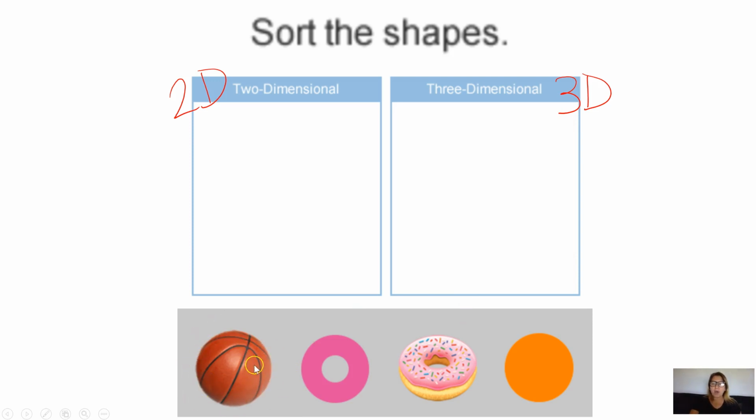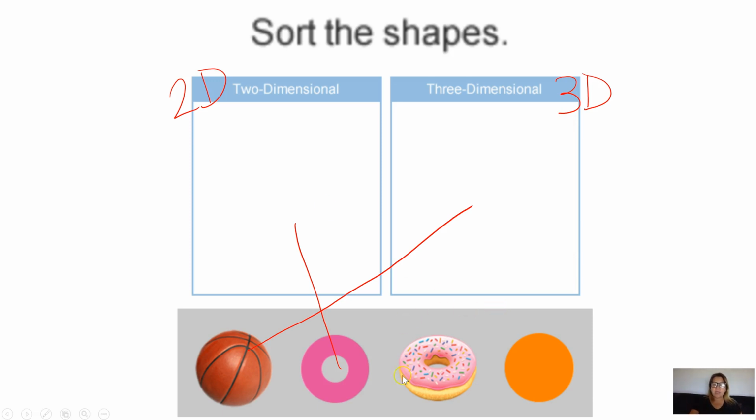So a basketball, as we know, is shaped like a sphere. Okay, so that would be a three-dimensional shape. The next shape that we have here is a circle. It resembles a ring. So it's something flat. It's not something that stands on its own. So therefore, it is a two-dimensional shape.